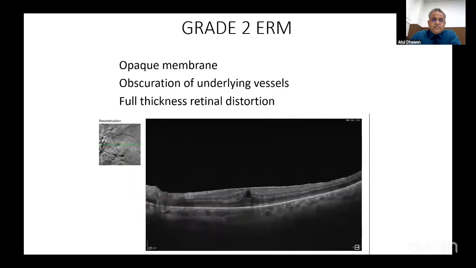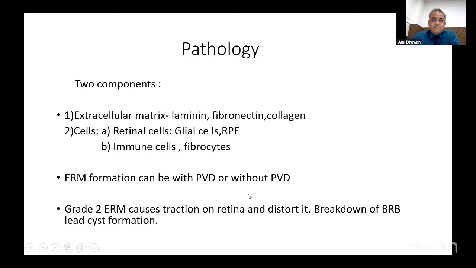The third one is grade 2 ERM. In this, an opaque membrane is there, with obscuration of the underlying vessels. You cannot see the blood vessels behind the membrane, and there is full thickness retinal distortion with or without intraretinal cysts. This cyst is there because the traction causes breakdown of the blood retinal barrier and leads to leakage.